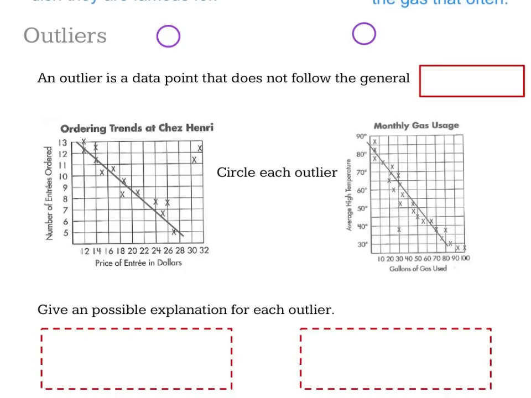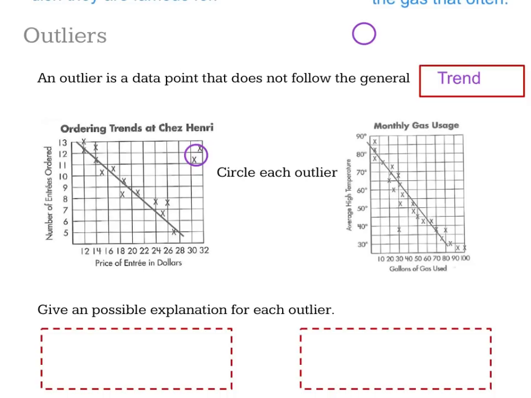An outlier is a data point that does not follow the general trend. So if you look at your graph, you see X's or points that are nowhere near where you would think the line of best fit would be, and we call those outliers. Taking a look at our two graphs here, the first thing we're going to do is circle each outlier. I'm looking at Chez Henri, I see the line of best fit, and I see all of my points there. However, I've got two points over here that are kind of sticking out, and they are my outliers.